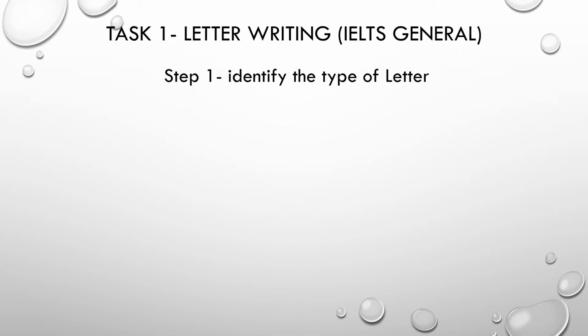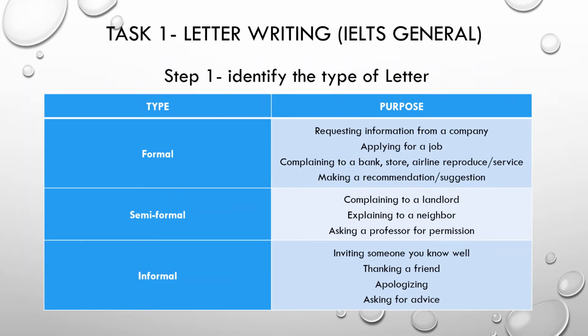It is very important for us to first find out what a letter is all about. Now, there are three types of letters: formal, semi-formal, and informal. So what is the difference between these three? A formal letter is when you're requesting information from a company, applying for a job, complaining to a bank, store, airline or service, or making a recommendation and suggestion. So these pointers come under formal letters.